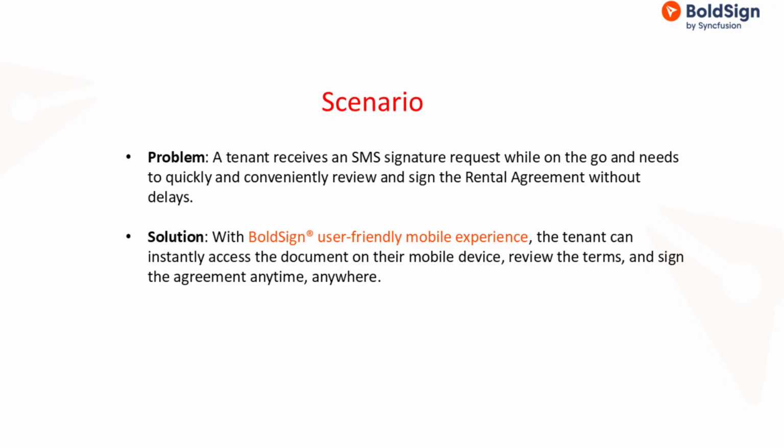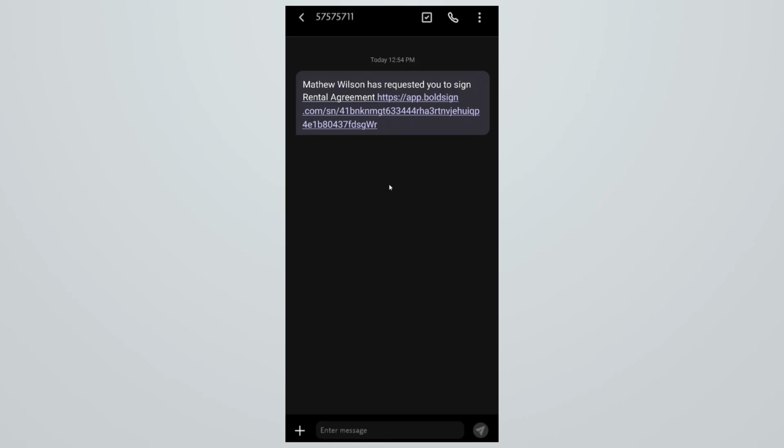Imagine a scenario where a tenant receives an SMS signature request from a rental company and needs to sign the document on the go. With BoldSign, the tenant can quickly review and sign the rental agreement document anytime, from anywhere, using their mobile device, ensuring a smooth and convenient rental process.